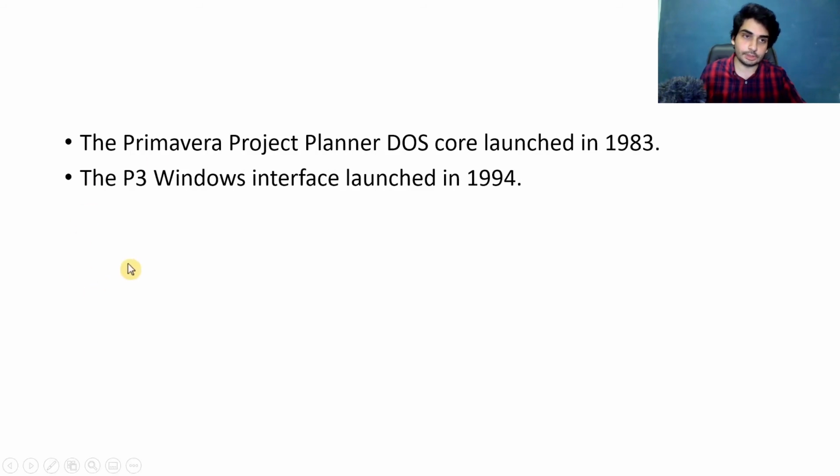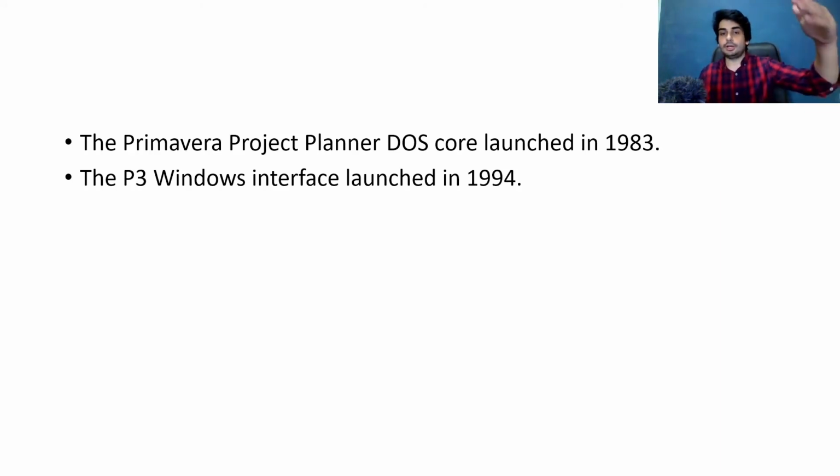Then later on, you can also see that there were two versions of this software, P3. One was the Primavera Project Planner DOS or DOS core launched in 1983. So this is related to DOS. You can check it if you're a computer enthusiast, or if you know about these computer things, you will know what DOS is. It was based on that. So previously the computers were DOS versions and people used to work on these types of computers. So that's why in 1983 it was released as that version.